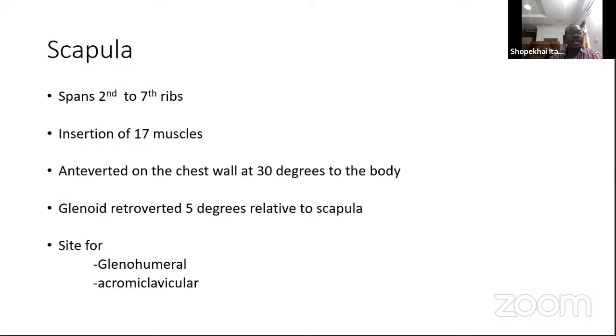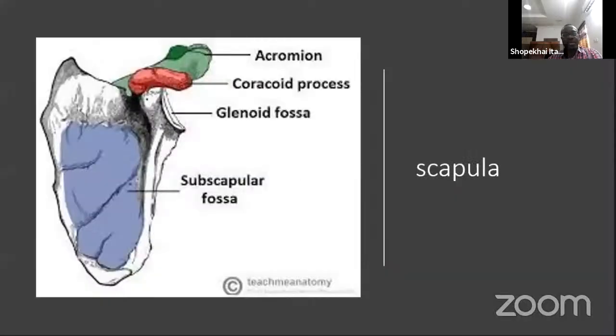First, we'll take the scapula, which spans the second to the seventh ribs and has an insertion of up to 17 muscles. It is anteverted on the chest wall at 30 degrees to the body, and the glenoid is retroverted 5 degrees relative to the scapula. It is the site for the glenohumeral as well as the acromioclavicular joints.